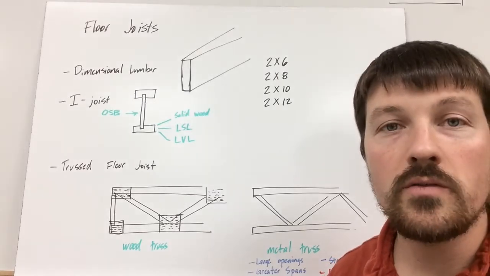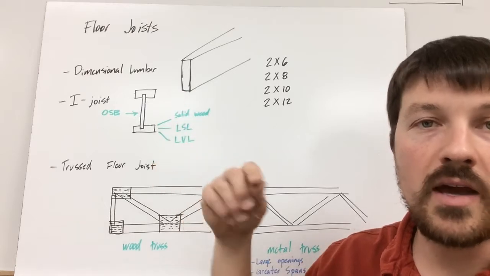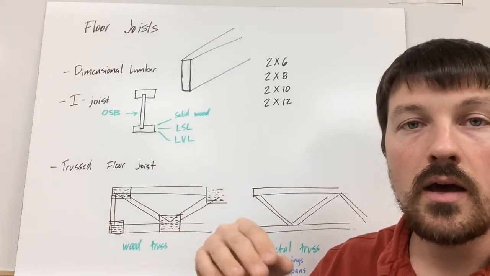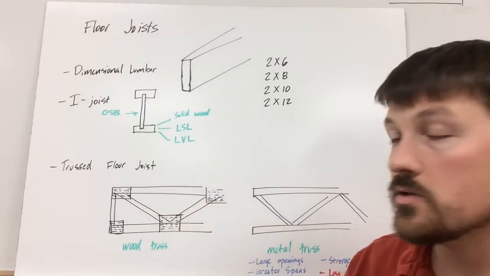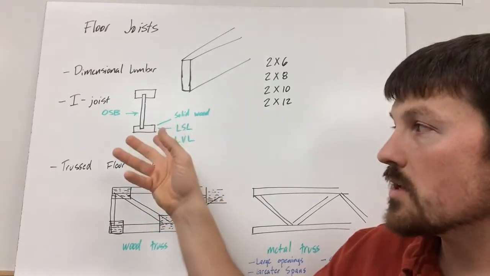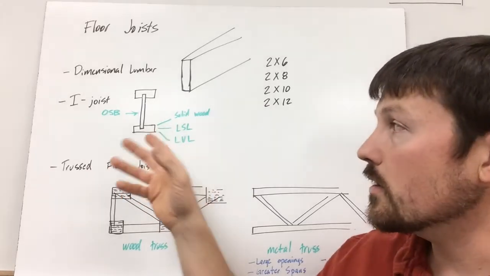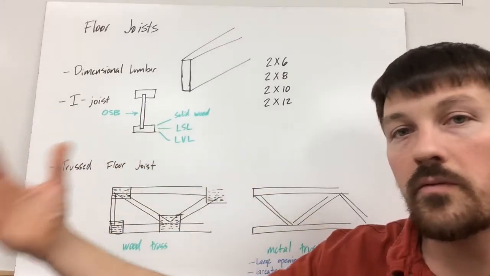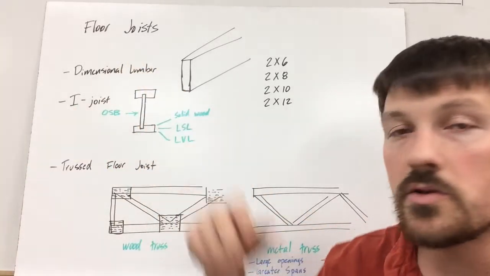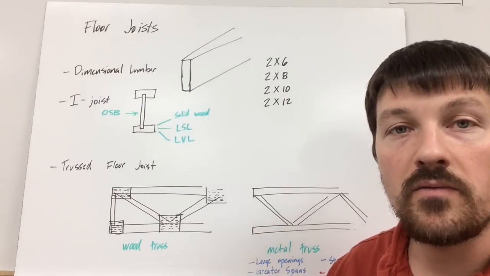When it comes to floor joists, you've got several options. You could just do plain old dimensional lumber. That's going to be the most cost-effective way to build your floor system. You've got 2x6s, 2x8s, 2x10s, 2x12s. The next step up would be an I-joist. They're man-made, so they're going to be able to come in very long lengths. With dimensional lumber, you're restricted to anywhere from 14 to 18 feet long.